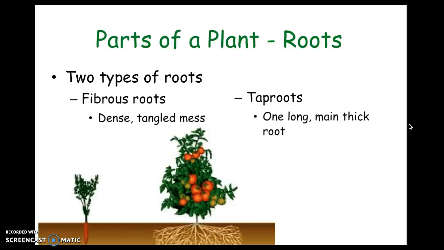There's 2 types of roots: fibrous roots and tap roots. Fibrous roots are what we usually think of when we think of a plant's root. They're dense, tangled messes. So when you're weeding the garden, you see a lot of fibrous roots that kind of spread out. They're very dense, they're very tangled up. Whereas tap roots are one long, main thick root, like a carrot.